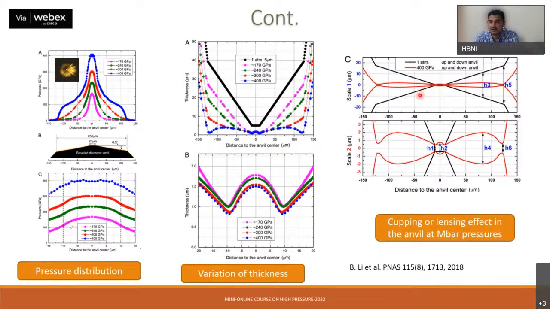And this cartoon shows you the typical bulging effect at the higher pressures, like the megabar region or beyond, where your diamond itself starts cupping. This figure is in the minus 150 to 150 range. And if you zoom in, you see the bulging of the diamonds. So the diamond behaves like a cup. This is also called the cupping or lensing effect in the anvil at megabar pressure. And this cupping effect actually causes many problems, especially in optical measurements.